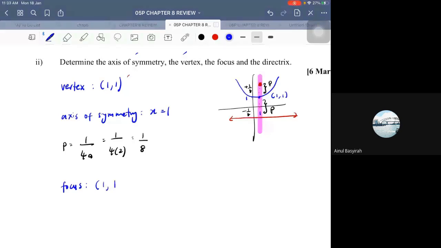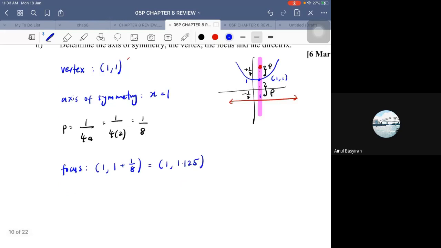So kita tambah 1/8. Okay, kalau you rasa macam confused kalau bila nak lukis nanti, kalau dia dalam bentuk pecahan, tak ada masalah. Tukar dia dalam bentuk perpuluhan. So basically ni adalah 1/8 adalah 0.125. So ni akan jadi 1.125. So this is going to be a focus point. And I'm going to do the same for directrix as well.